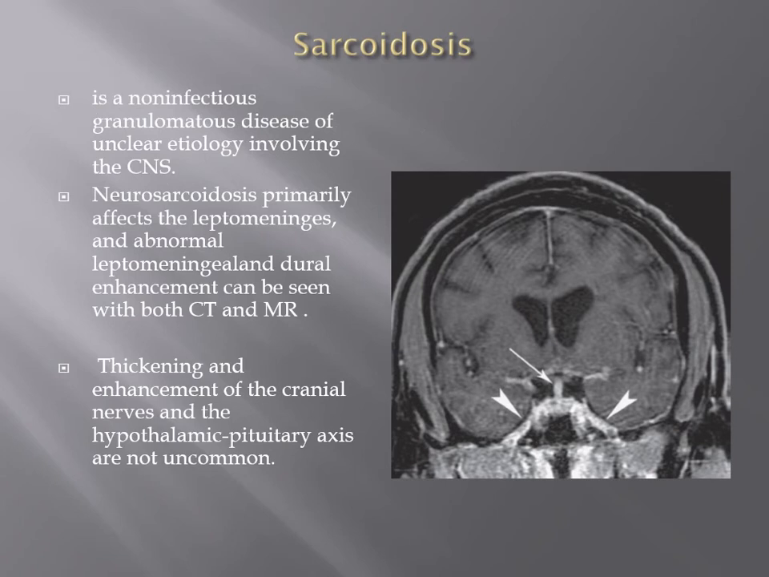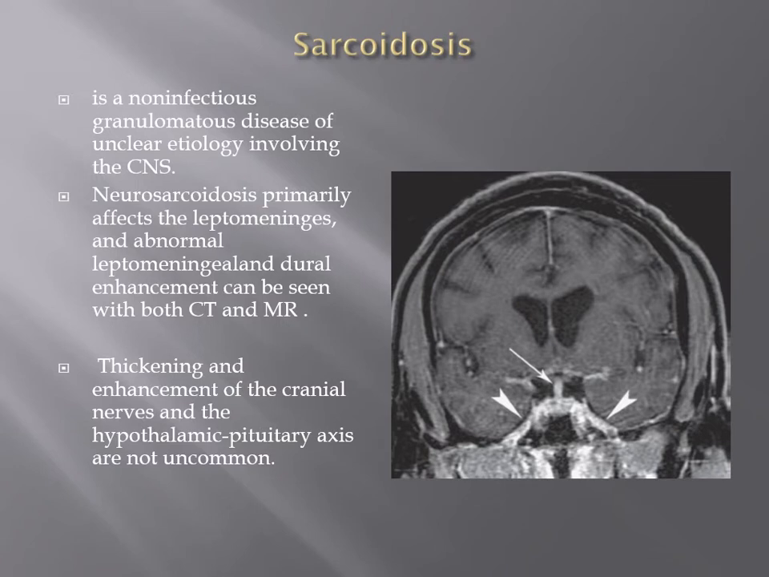Sarcoidosis is a non-infectious granulomatous disease of unclear etiology involving the central nervous system. Neurosarcoidosis primarily affects the leptomeninges, and abnormal leptomeningeal dural enhancement can be seen with both CT and MRI. Thickening and enhancement of cranial nerves and the hypothalamic pituitary axis are not uncommon.